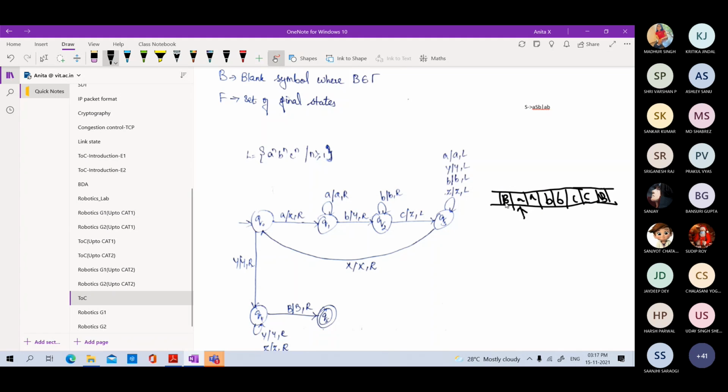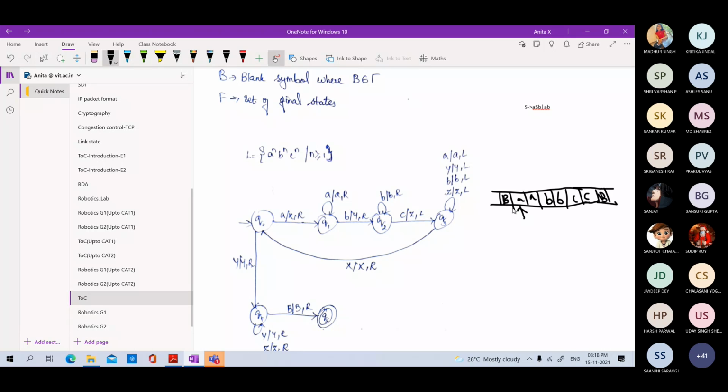This is my initial configuration. This is my tape head. So what should I do? I have to compare. What is my target? I have to check whether there are equal numbers of A's, equal numbers of B's, and equal numbers of C's. That is my target.